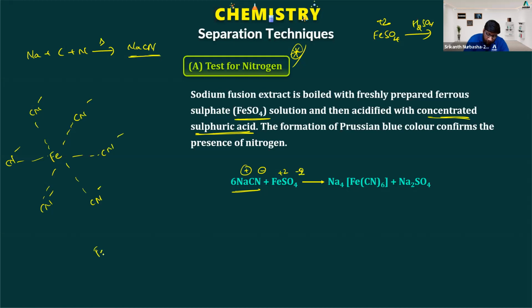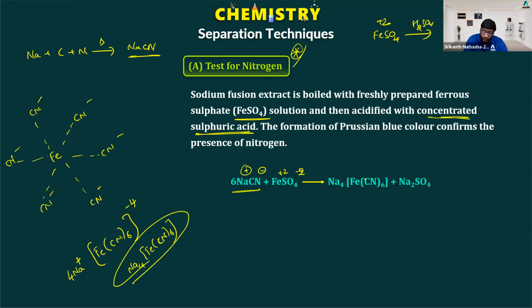That means we have Fe(CN)6, and the whole iron should be in the +2 state. If iron has to be in the +2 state, this whole complex ion should have a charge of -4. If this whole complex ion has a charge of -4, then only iron will be in the +2 state. Then 4 Na+ are required as counter ions to maintain charge neutrality. So Na4[Fe(CN)6] is going to be formed.